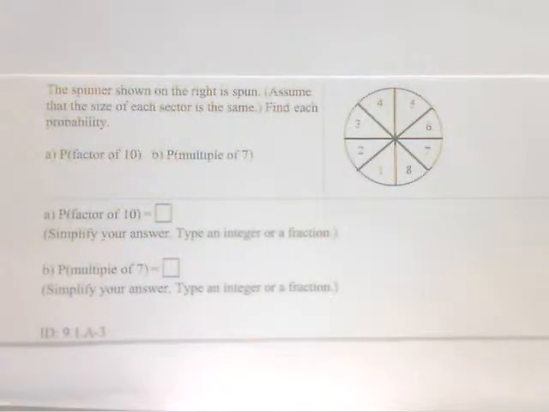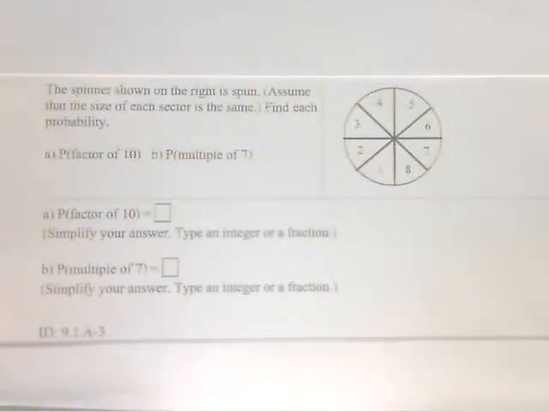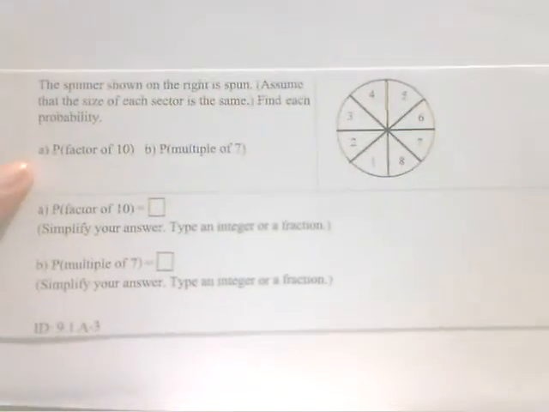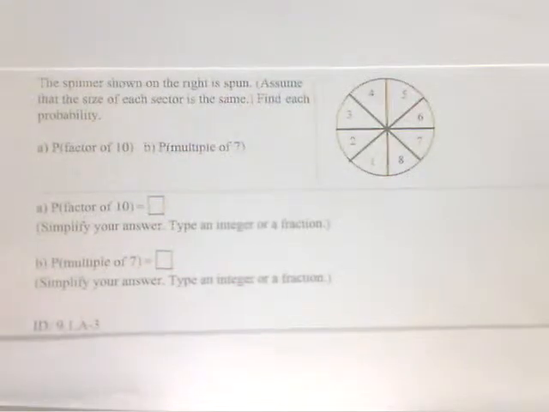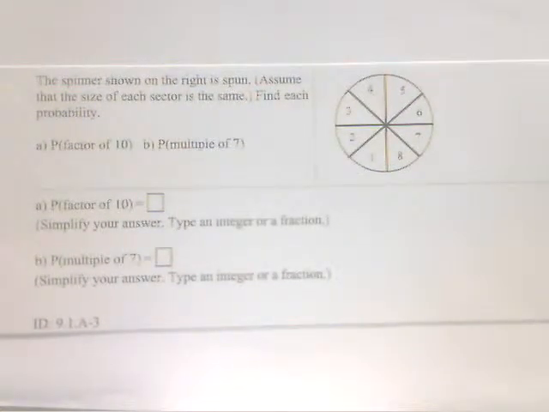In this first problem, the spinner shown on the right is spun. Assume that the size of each sector is the same. Here you want to find each probability. In part A, you want to find the probability that you're going to spin a number that is a factor of 10.